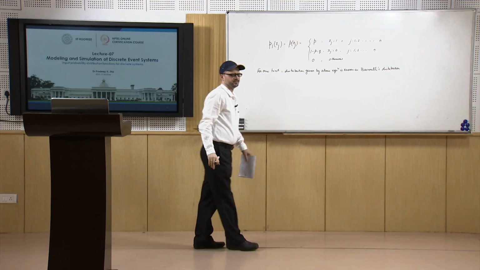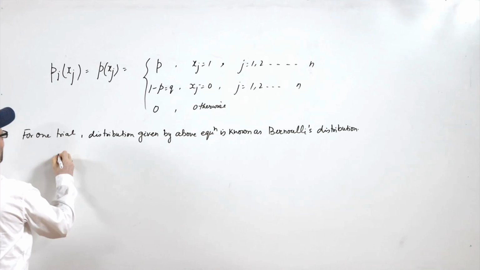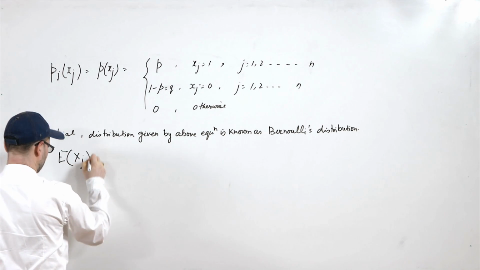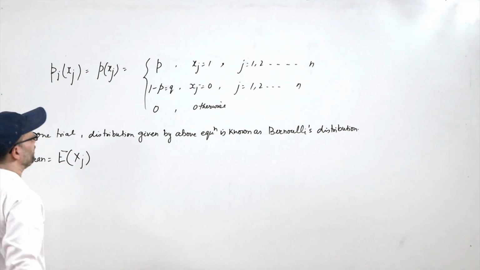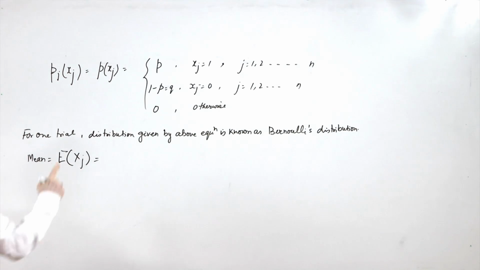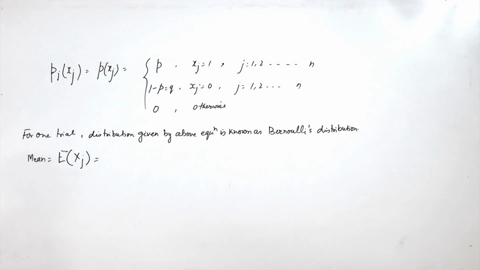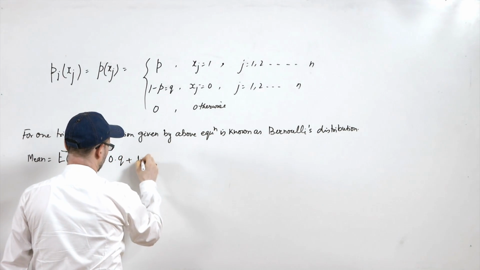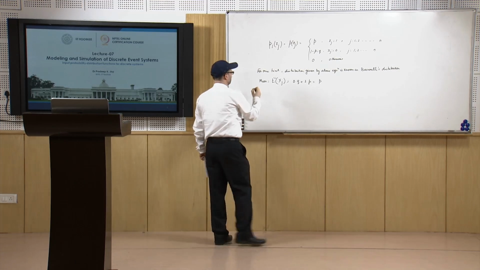In this case we can find the mean and variance of the process. The mean is E[x_j], and it is nothing but the probability p for the value 1 and probability q for the value 0. So, 0 into q plus 1 into p, which is p. So, the mean has the value p.